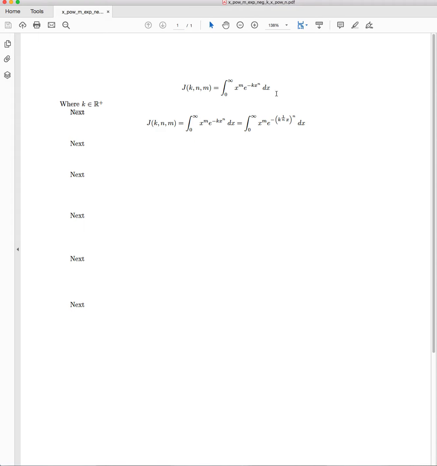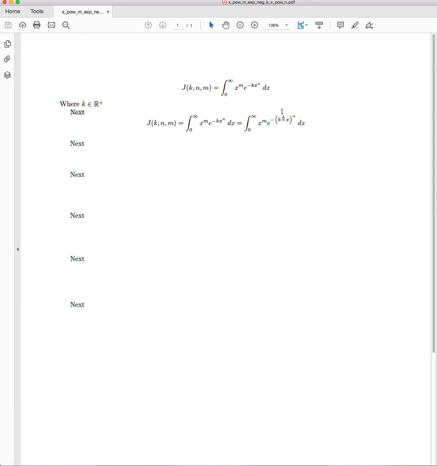Okay, so the first step is I'm just going to absorb the k into the x. I just want it to be e to the power of negative u to the power of n. So what we have here, J of k comma n, which is the integral from 0 to infinity x to the m e to the negative k x to the n, is equal to the integral from 0 to infinity x to the m, that remains unchanged. But all I've done is push this k in with the power of n. So here we just have k to the 1 over n times x. With our index laws, if we were to push it through, we would have k to the n over n, which would just be the k as we've got, and then we would have x to the power of n, which is what we have here.